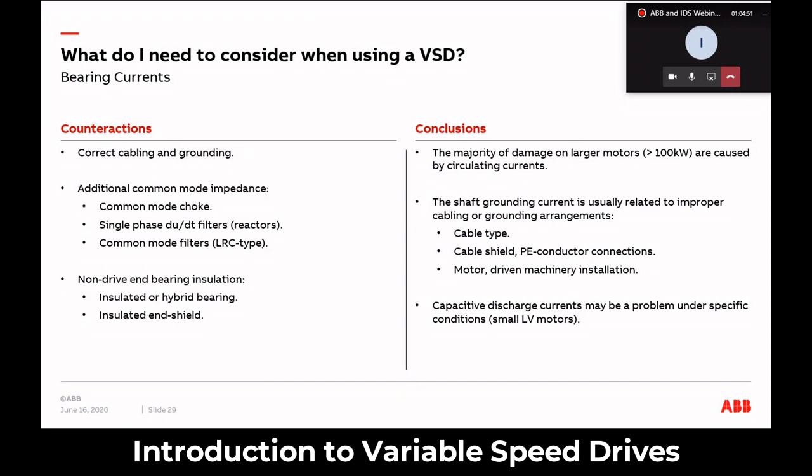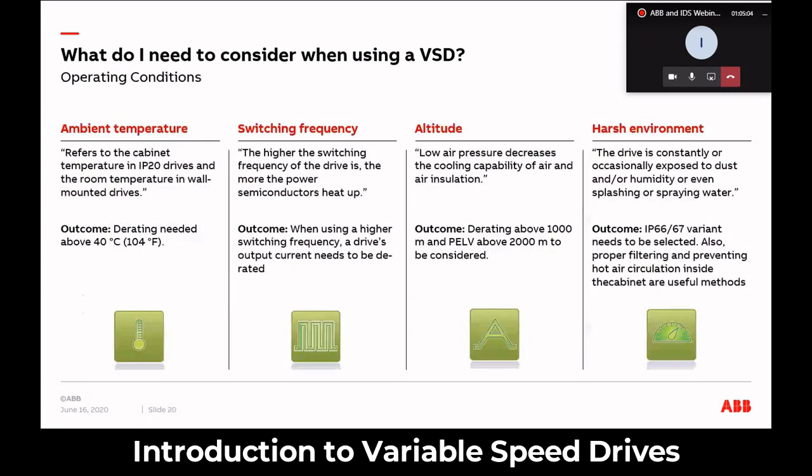But on top of that, we can get some form of capacitive discharge currents, which may be a problem under very specific conditions on small LV motors, but very rarely that happens, at least anyway. Other things to consider when using a VSD in terms of operating conditions, we have to consider the ambient temperature that the drives are being installed in. So typically a drive can operate up to 40 degrees Celsius. Anything above that, up to 50 degrees Celsius, you'll need to apply some form of derate.